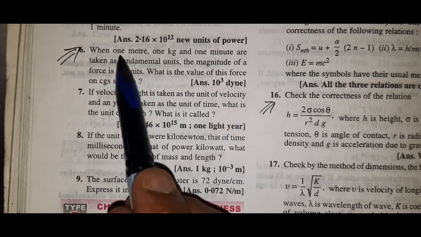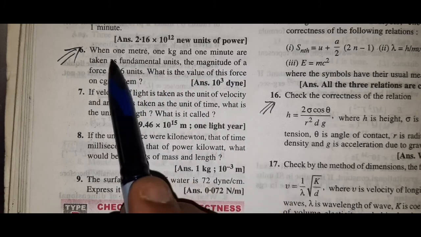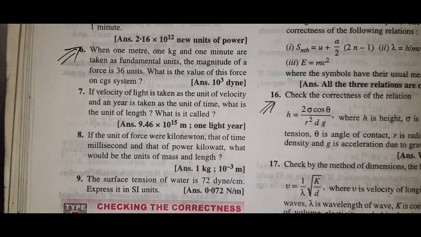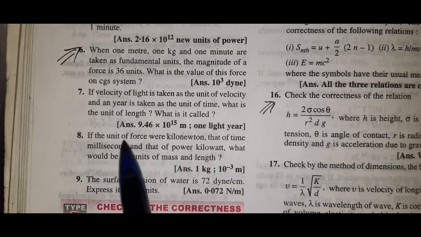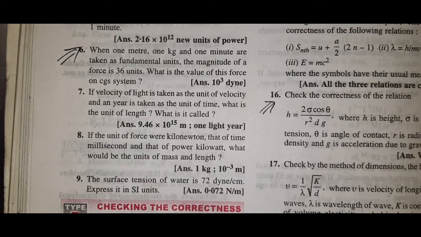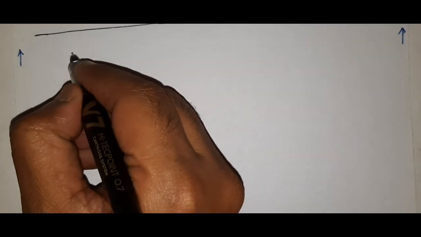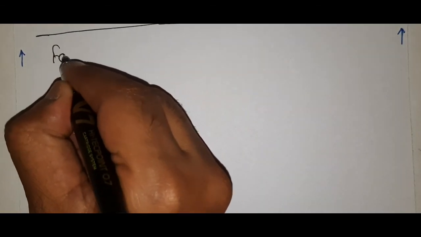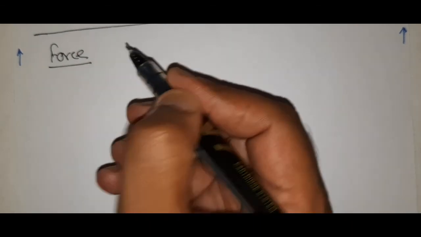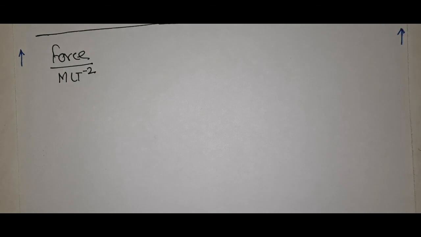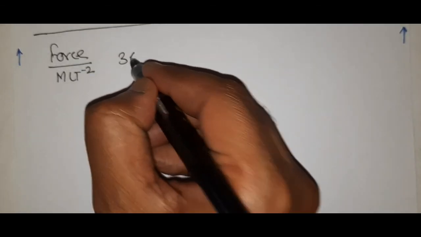From this given undefined system, in which the force has magnitude 36 units, we have to convert the force to the CGS system. This is an example of conversion of units. The quantity involved is force. First thing, the dimensional formula for that is MLT minus 2. Force as measured is 36 units.